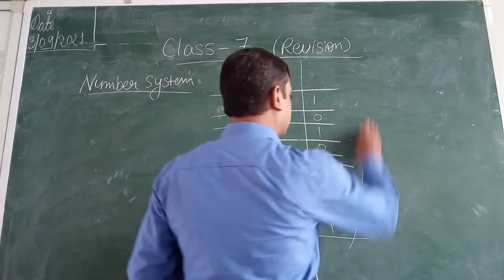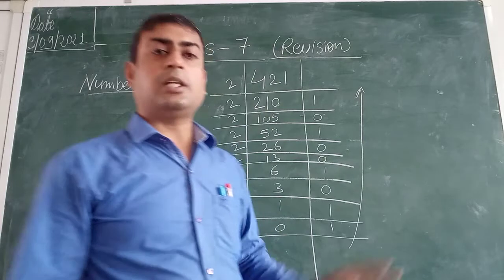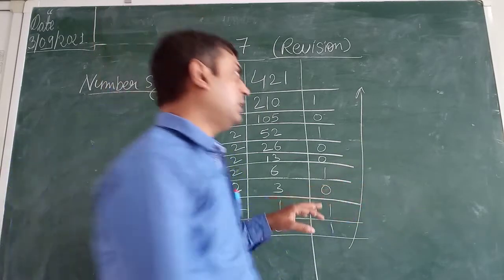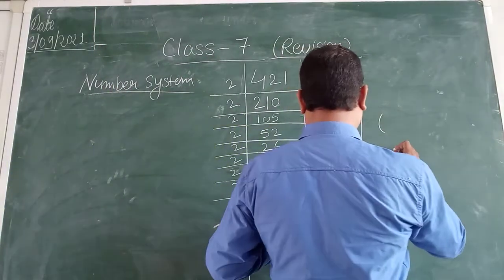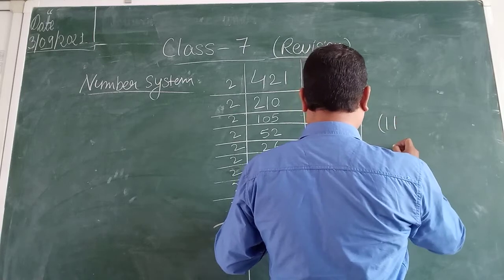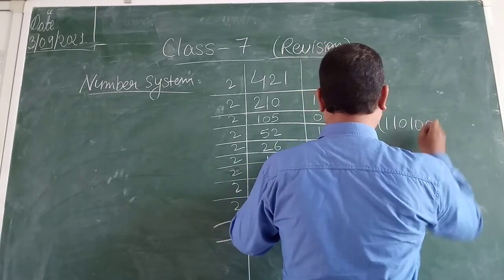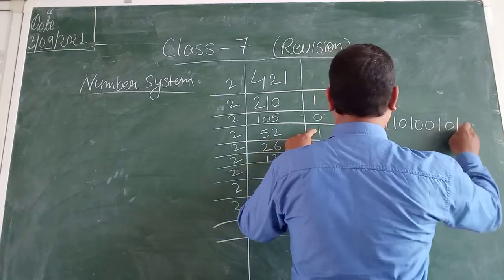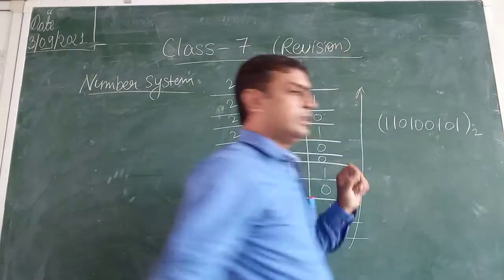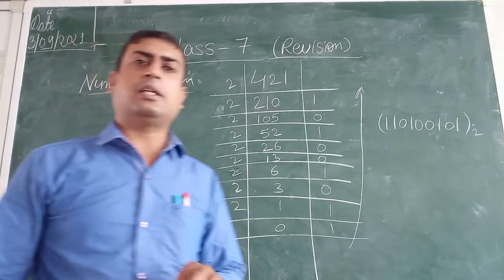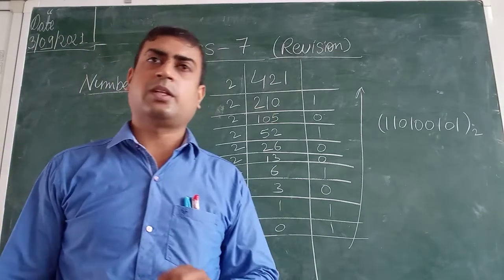Now you will read it from down to top. So its binary equivalent is 1 1 0 1 0 0 1 0 1. This is the binary equivalent of the number 421.